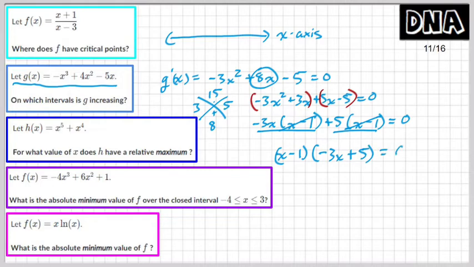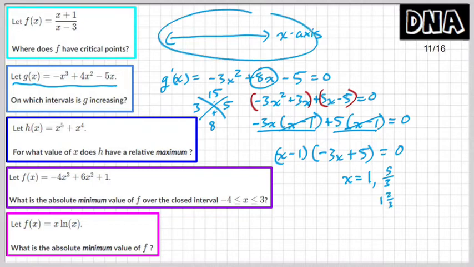And then I take each of those factors and set it equal to 0. And since you guys are way past Algebra 1, we can do this in our head. x equals positive 1 and x equals positive 5 over 3, which on the graph would be 1 2/3. Okay, so I'm coming up to my sine line graph. That's what I like to call it. And I'm going to put 1 right here, and I'm going to put 1 2/3 right here.